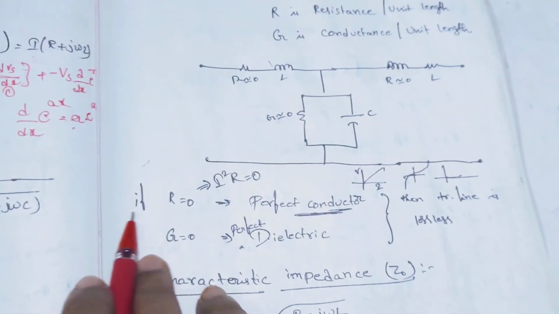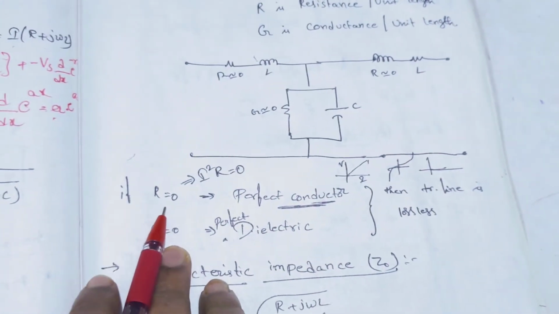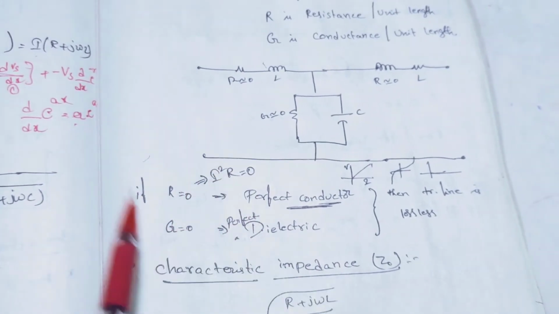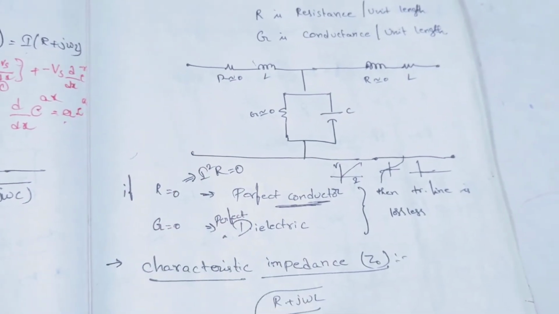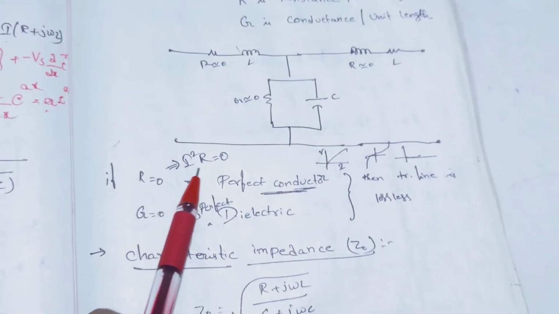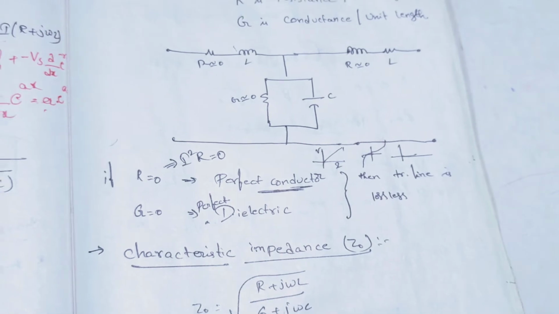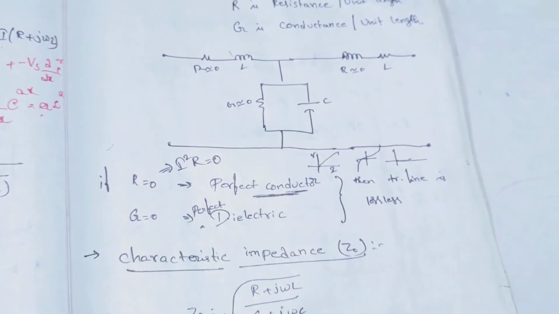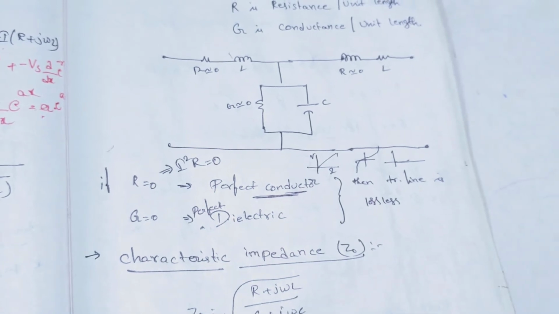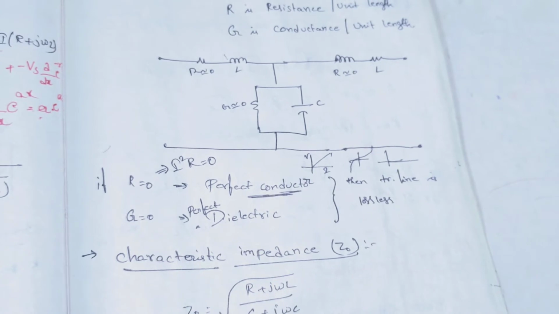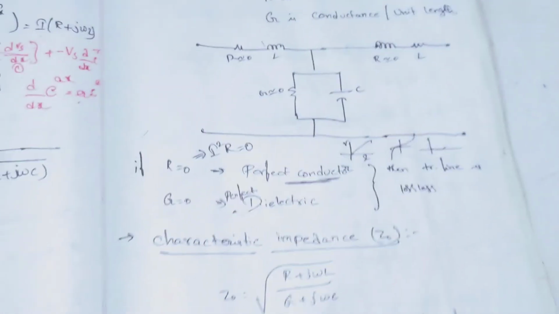If R equals 0, that means the resistance component equals 0, the conductor is a perfect conductor because the I squared R losses will be equal to 0. When G equals 0, the dielectric losses are 0, and it will act as a perfect dielectric medium.